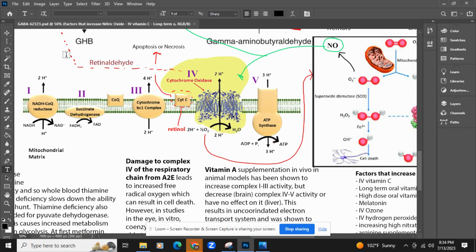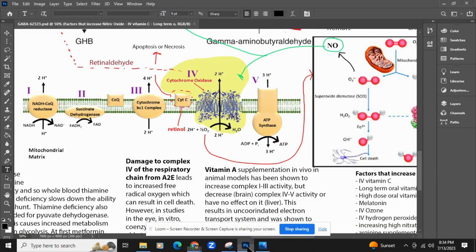Retinol aldehyde actually can displace cytochrome oxidase, or cytochrome C oxidase, right? And so what that does is it will result in not taking the protons and oxygen and turning them into water. And so you'll have a buildup of oxygen, and oxygen comes over here.